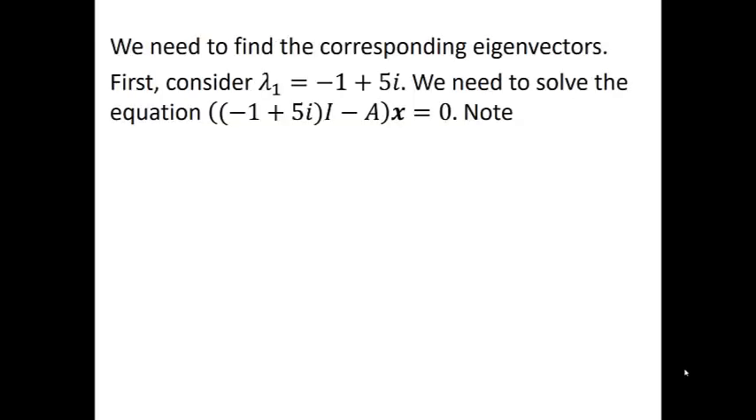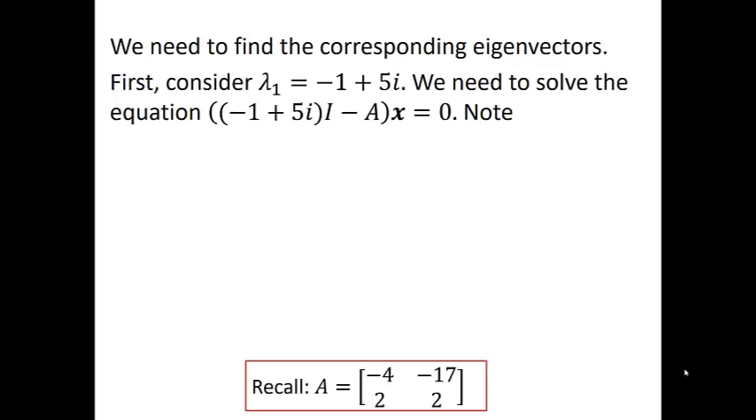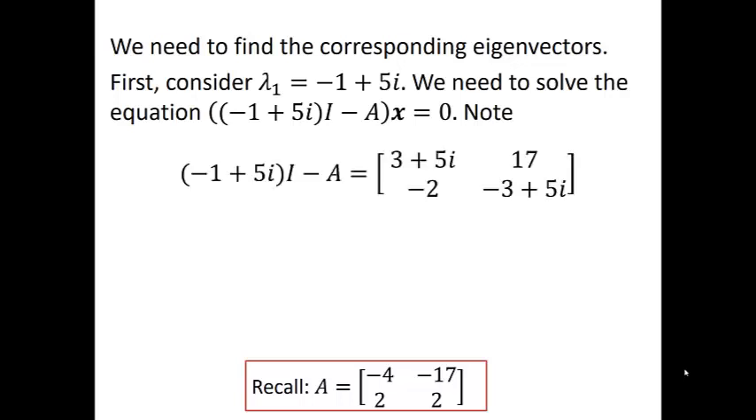So to find the corresponding eigenvectors, let's first consider the eigenvalue -1 plus 5i. And recall that to find the eigenvector, we need to solve the equation (-1 plus 5i times the identity minus A) x equals 0. Recall that the matrix A is [-4, -17; 2, 2]. And therefore, -1 plus 5i times the identity minus A simplifies to [3 plus 5i, 17; -2, -3 plus 5i].